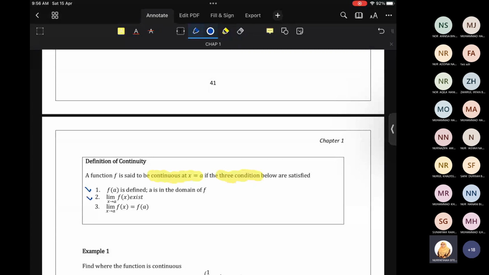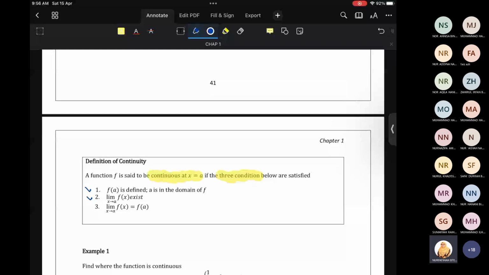Second, you need to check the limit. Limit must exist daripada kiri dan juga daripada kanan. And for the last one, limit sama dengan you punya f(a). If it satisfies all these three conditions, so automatically we say the function is a continuous function.